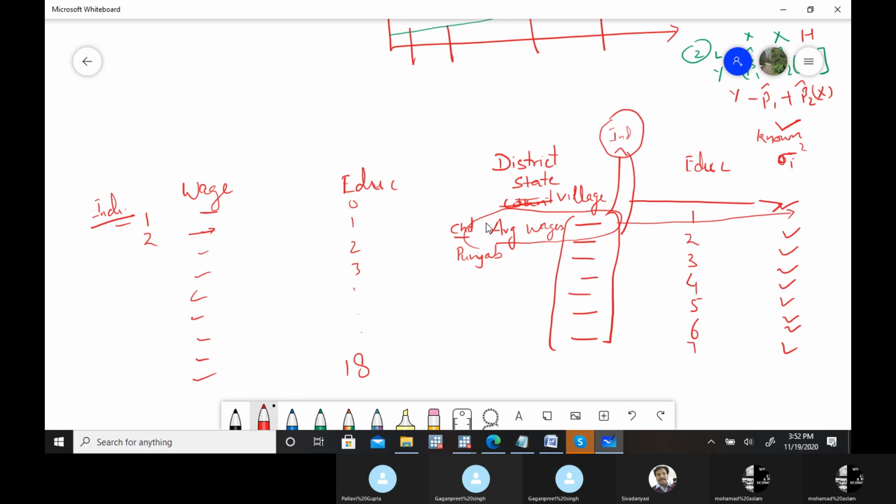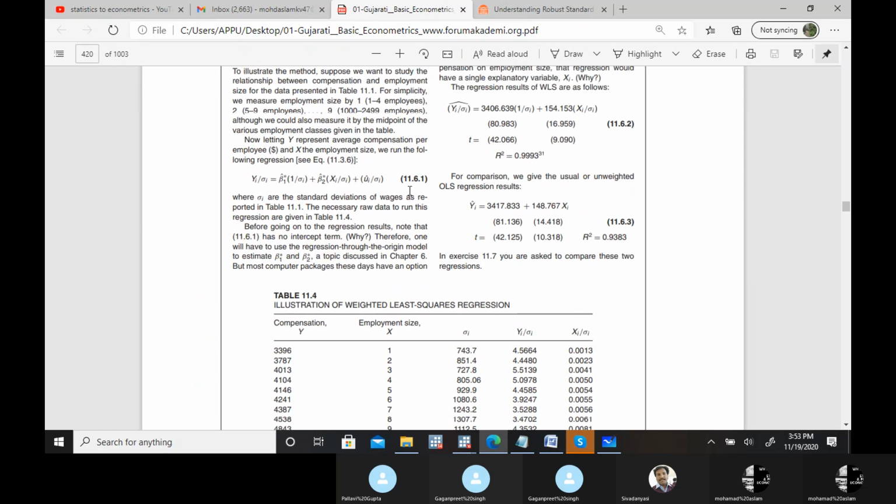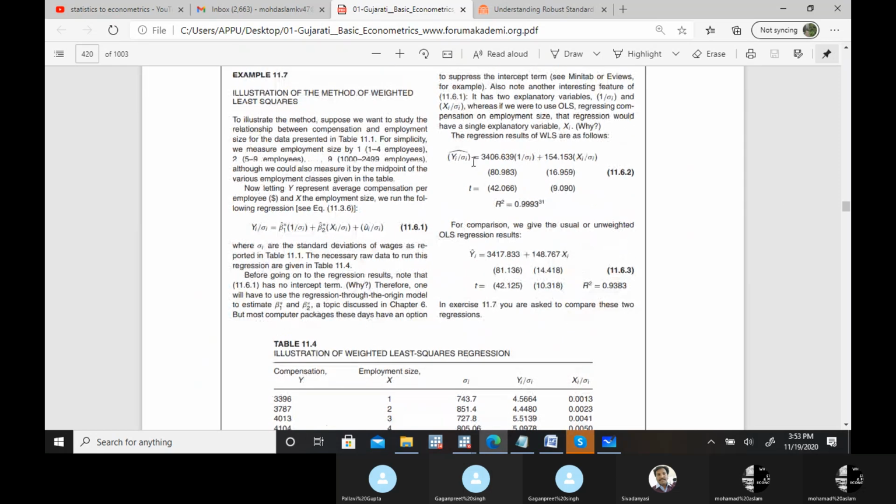Is it clear that when we have this case of sigma i square, we just take the square root of it, sigma i, and divide the values with this sigma i, like what they did here. They divided the dependent variable and independent variable with the square root of sigma i square, and then after that they ran the regression. So these are the results after dividing with this value.